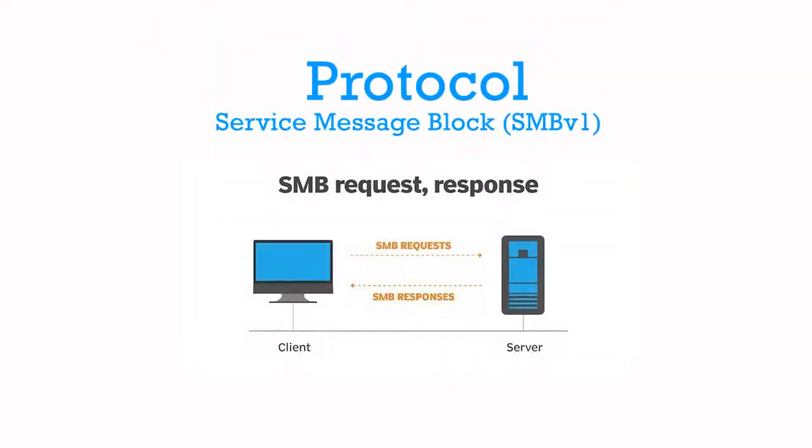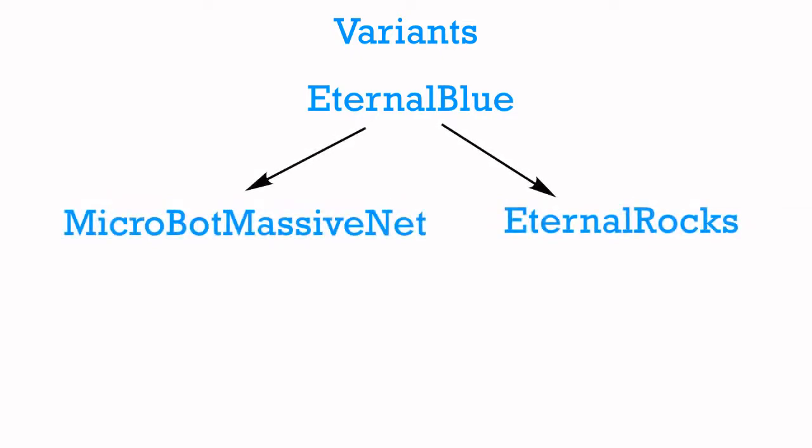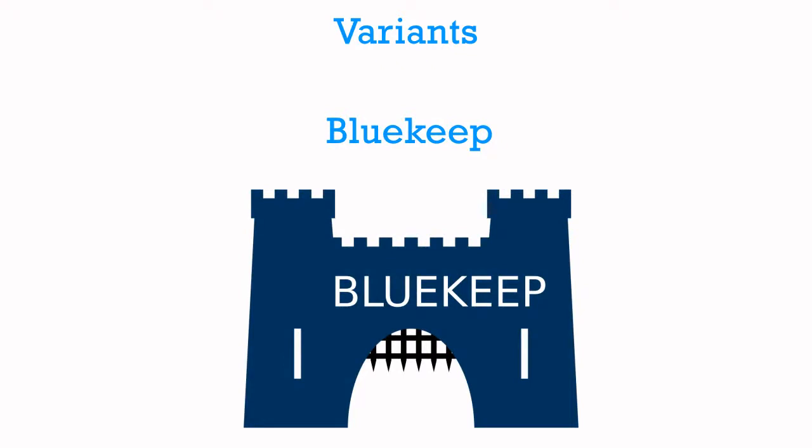This instance of the Windows SMB remote code execution vulnerability focuses on the server message block protocol, specifically the version SMB v1. There are a lot of names and variants for this exploit. Perhaps the most famous are EternalBlue, as well as the modifications EternalRocks and Microbot MassiveNet, which are all built upon this exploit, as this exploit is the gateway. BlueKeep is a very similar vulnerability, hence the naming scheme similarities, and is far more recent than EternalBlue, 2017 for EternalBlue and 2019 for BlueKeep.